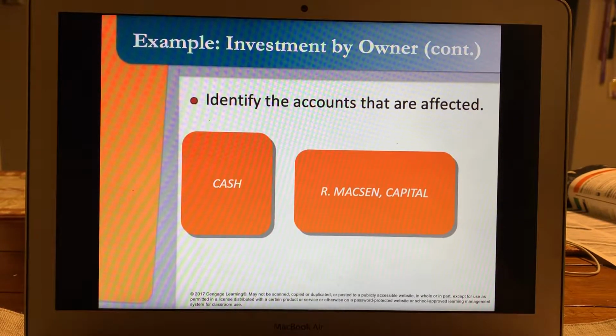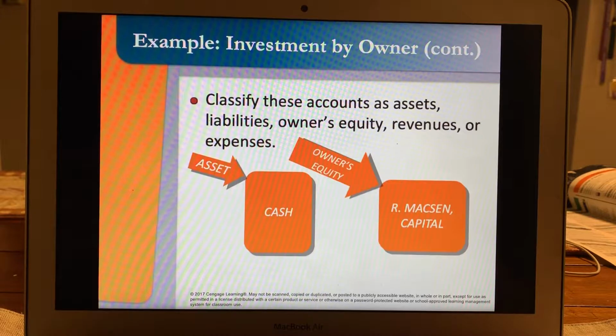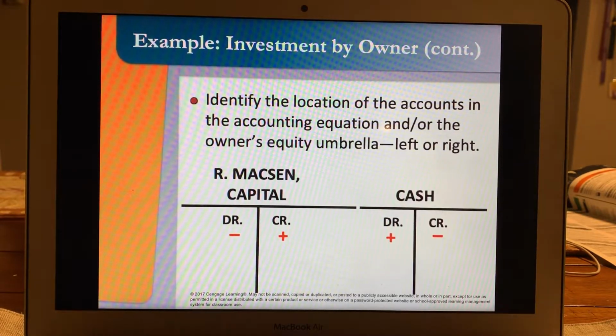Those are the accounts that are going to be affected because we're bringing in cash and it's going into a capital account. Okay, so it says classify the accounts as assets, liabilities, owner's equity, revenues, or expenses. So we know it's going to be an asset and it's going to be owner's equity. Identify the location of the account.